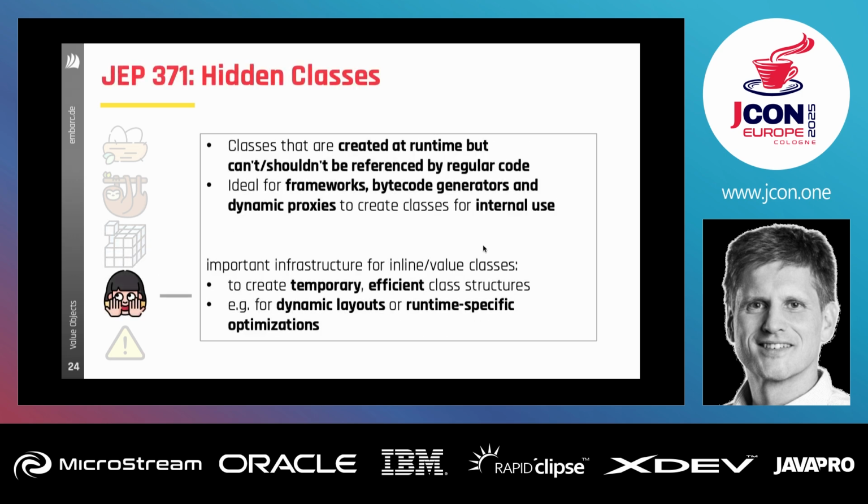The fourth one is about hidden classes. So they want to create classes at runtime which should not be referenced by regular classes. And they need them for inline value objects. We will talk about it in a few minutes.